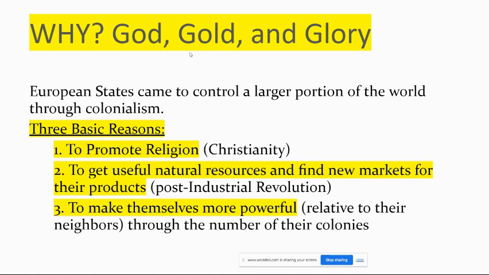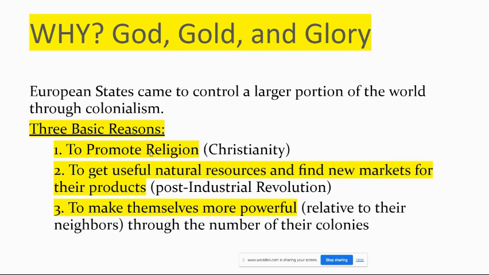The second one is gold. Gold is not necessarily just gold, but wealth. And this was the wealth of natural resources. So a country like Great Britain, small island country, doesn't have the resources, doesn't have the raw materials they're going to need to fund and to fuel their industrialization. They have these factories, but they need the resources to manufacture into other things, whether it's textiles or automobiles or whatever it is. And so colonies provided those natural resources and new markets for their products.